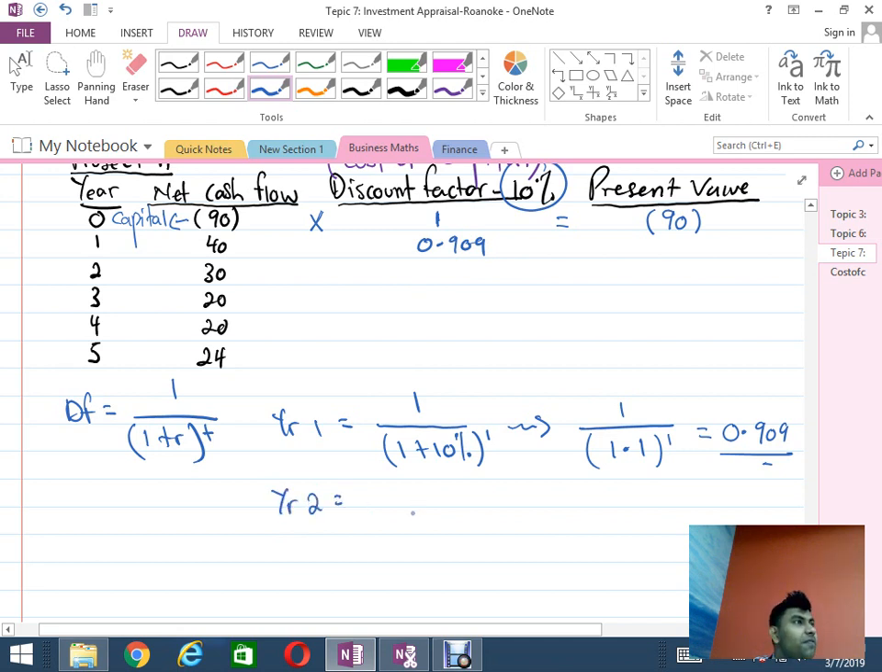Do the same thing for year 2. So we know that 1 divide 1.1 power of 2. Year 2, power of 2. So how much you get? 0.826 something.